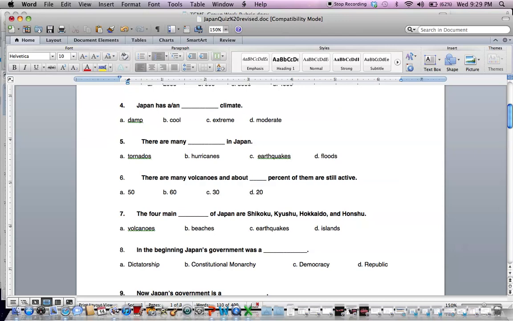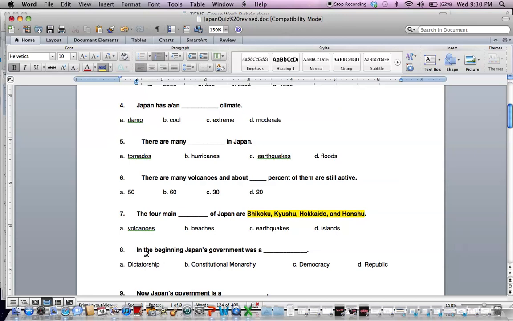Number 7. The 4 main blank of Japan are Shikoku, Kyushu, Hokkaido, and Honshu. What are these? 4 main what? What are these 4 things here? Are they A, volcanoes, B, beaches, C, earthquakes, D, islands?